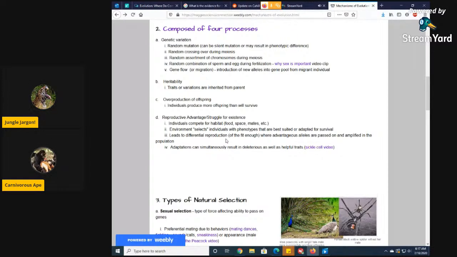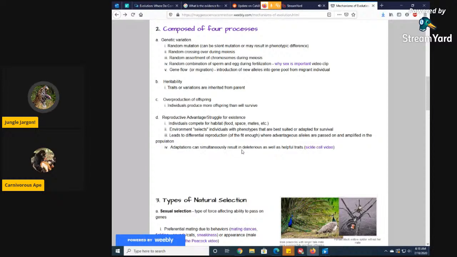The genetic variation. Yes, the variation from what was already there leads to differential reproduction and fitness enough where advantageous alleles are passed on and amplified in the population. Okay, here it says they're amplified. In other words, you have a big beak, you get a bigger beak.